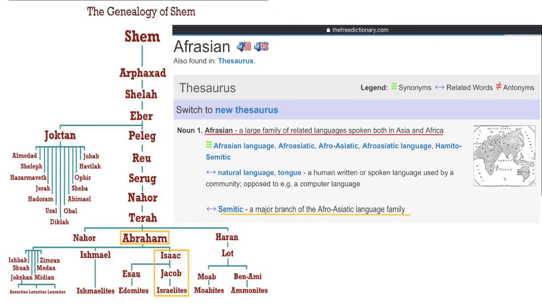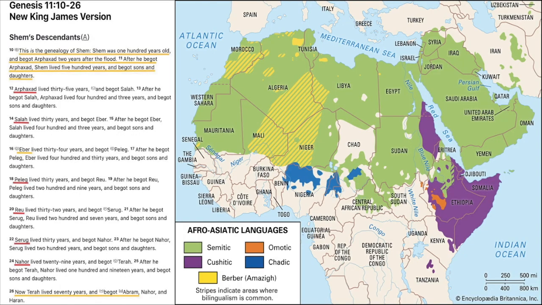So again, Afrasian, a large family of related languages spoken both in Asia and Africa. Semitic, a major branch of the Afro-Asiatic language family.